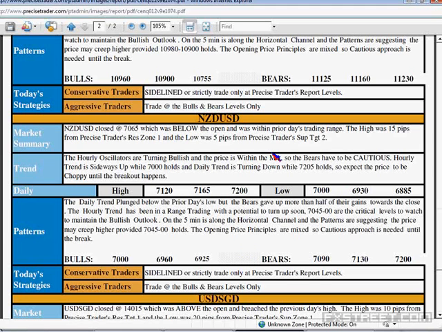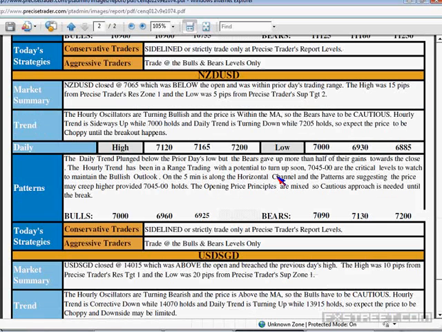This is where we guide you along on how to interpret and take your trades based on today's market condition. This market summary is basically history, what happened the previous day based on the report. It says closed at 70.65, which was below the open and was within the prior day's trading range. And the high was 15 pips from Precise Traders Resistance Zone 1, and the low was 5 pips from Precise Traders Support Target 2.